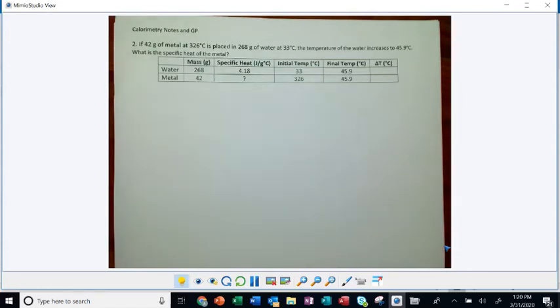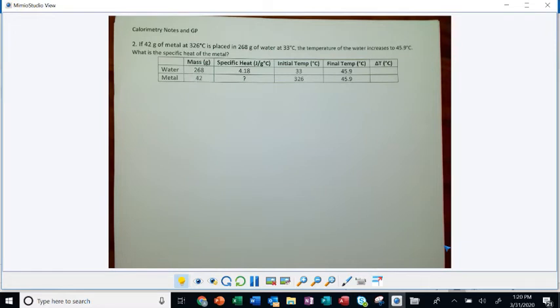So moving into the second guided practice problem. If 42 grams of metal at 320 degrees Celsius is placed in 268 grams of water at 33 degrees Celsius, the temperature of the water increases to 45.9 degrees Celsius. What is the specific heat of the metal?